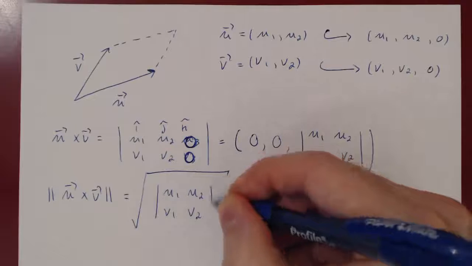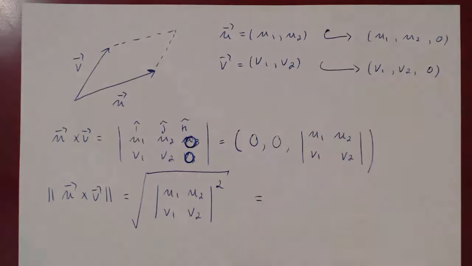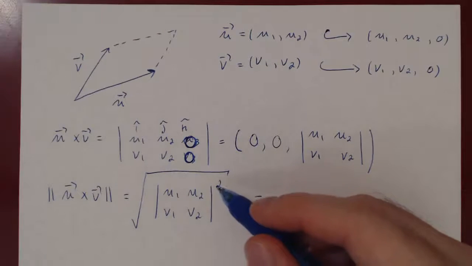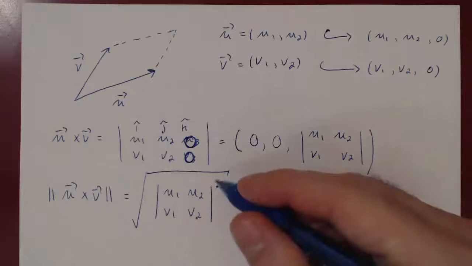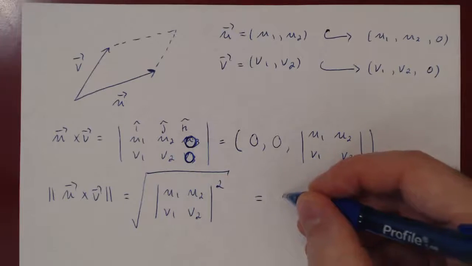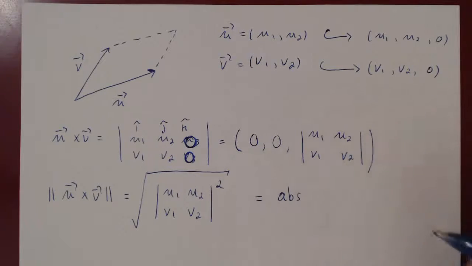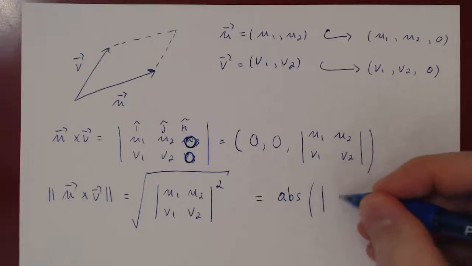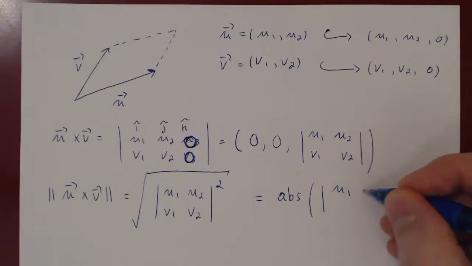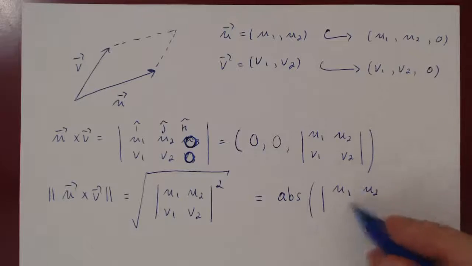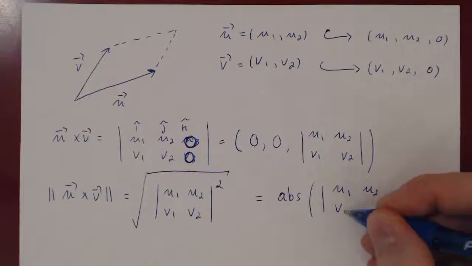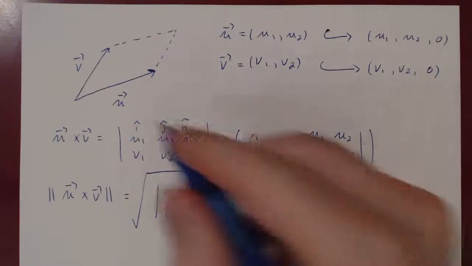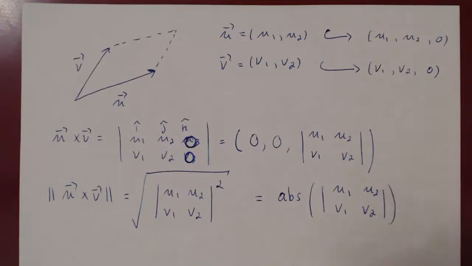But if you think about it, if you square something and then take the square root, all you're doing is killing off possible negative signs. Therefore, this is the absolute value of the determinant. And I'll write ABS for the absolute value of the determinant of the matrix whose first row are the coordinates of vector u, the first vector, and whose second row are the coordinates of the second vector, vector v.